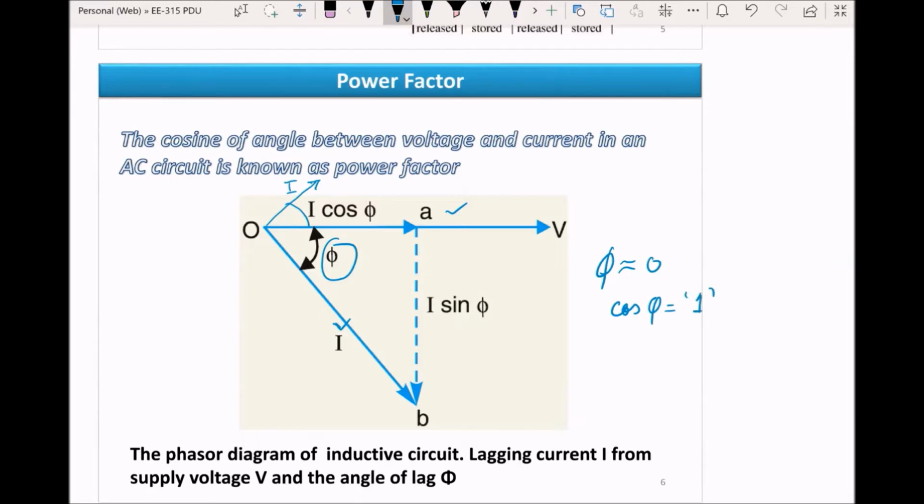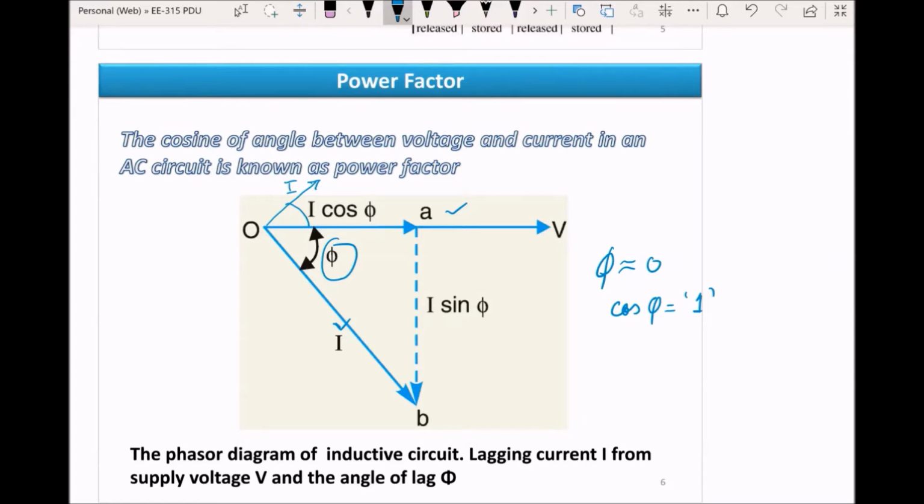So in short, the power factor is the measurement of how an electric equipment converts the power into useful power. We are going to study the definition of useful power in the coming slides.